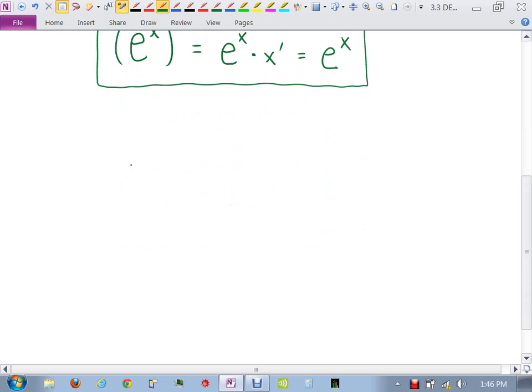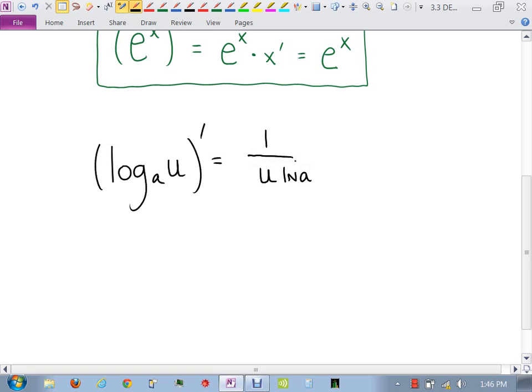Okay, then we have the logs. So I'll do this one in black also. The derivative of log base a of some junk is 1 over the junk, natural log of a on the bottom, times the derivative of the junk. And a lot of times books will put the derivative on top, like this. Just slide it over.